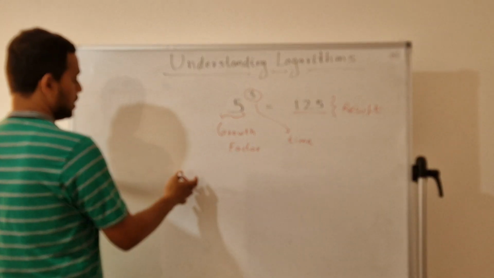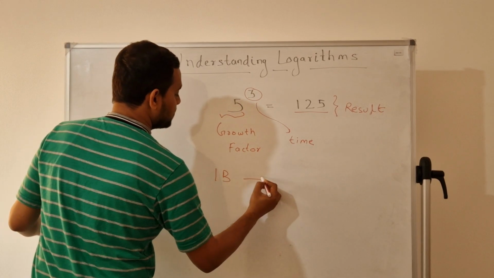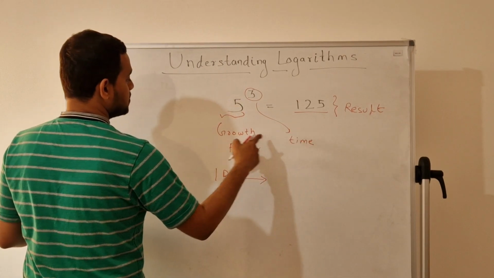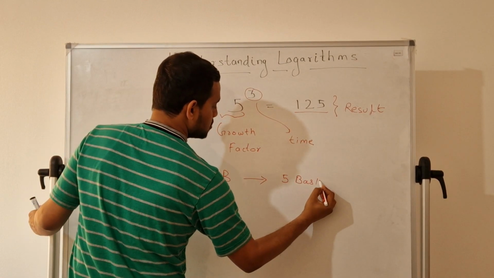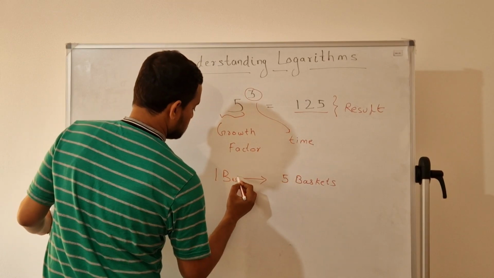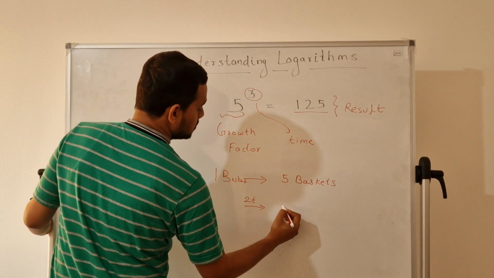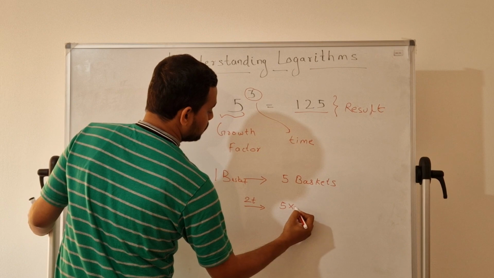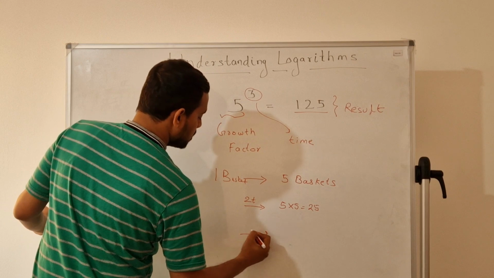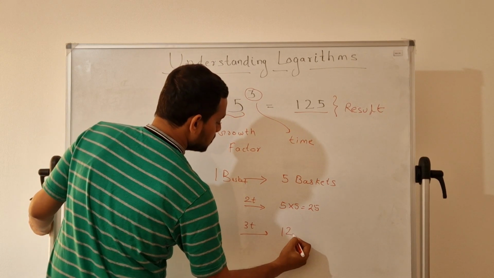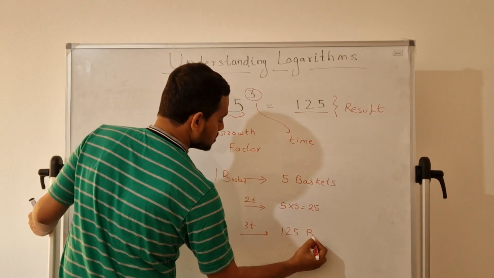So if you had a basket, 1 basket to start with, after 1 unit of time passes, because our growth factor is 5, what would be the size? 5 baskets. After 2 units of time, this will become 5 into 5, equal to 25 baskets. After 3 units of time, this becomes 5 times again. 25 into 5 is 125 baskets.